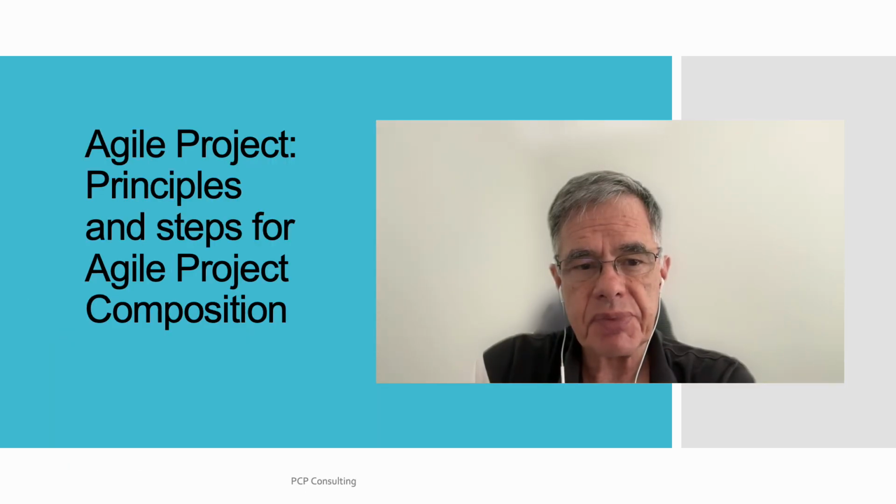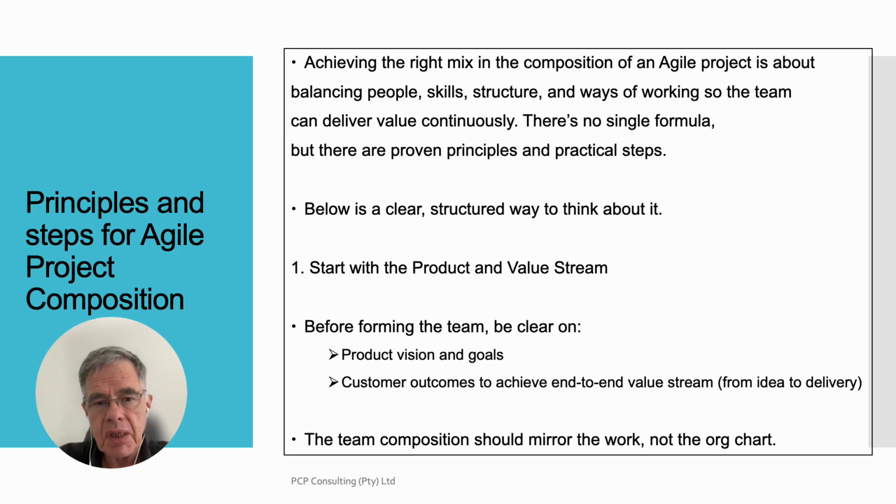Agile project principles and steps for Agile project composition. Achieving the right mix in the composition of an Agile project is about balancing people, skills, structure, and ways of working so the team can deliver value continuously. There's no single formula, but there are proven principles and practical steps. Below is a clear, structured way to think about it.